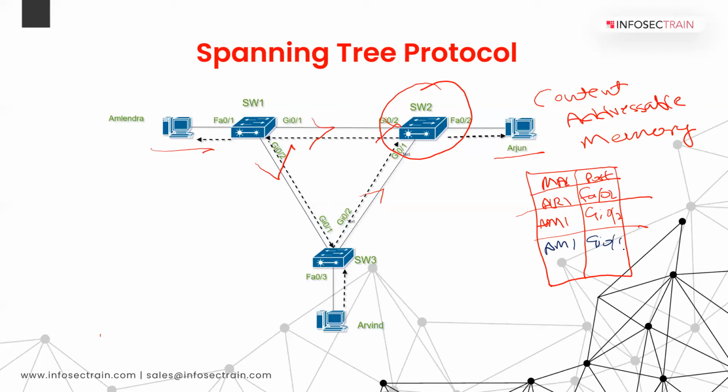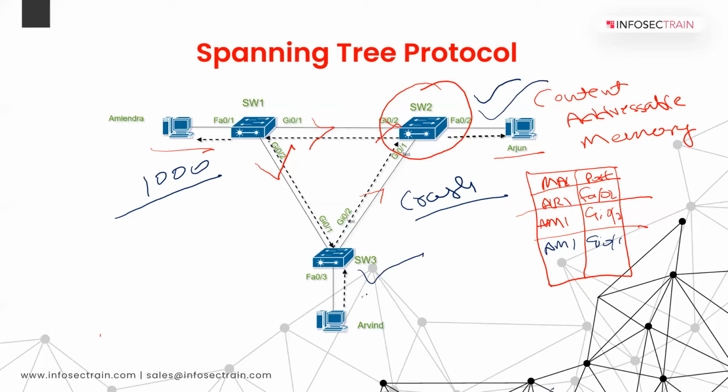Again, that will keep happening because Mr. Amalendra has sent 1,000 packets. With every packet, this will happen, and after some time, switch 2 will crash. Right now, switch 2 has crashed. We are only taking care of switch 2, but what will happen with switch 3? Switch 3 will also crash. Switch 1 will also crash.